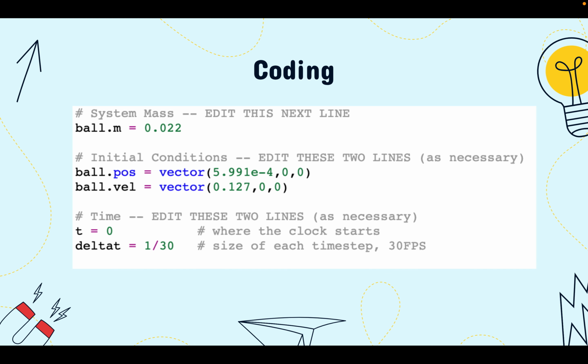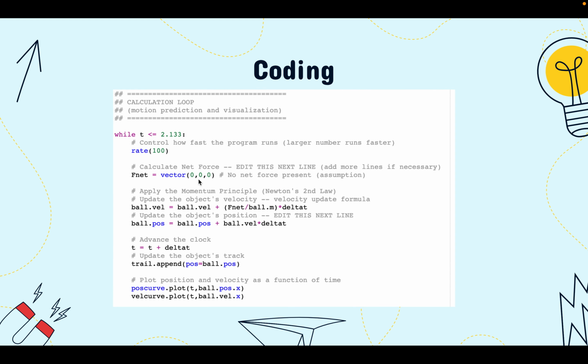In the first half of the coding, we have this. This is the position vector described beforehand, and this is the initial velocity vector described beforehand. The y and z components are given as 0 because we are only looking at the x component. Delta t is given as 1 over 30 because the video is filmed at 30 frames per second, so it is given as 1 over 30 or 0.033 repeating. This is the second half.